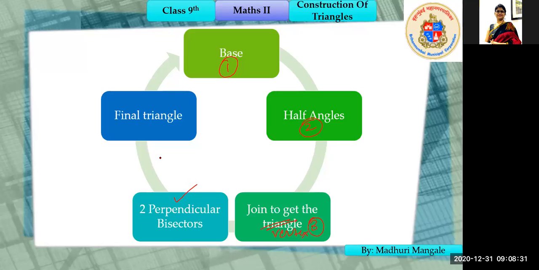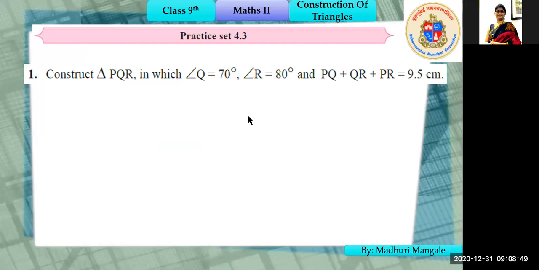Once we draw the two perpendicular bisectors, we get two points, which are the other two vertices of the triangle, and that gives us the final triangle. Okay, that is a short summary of this construction.